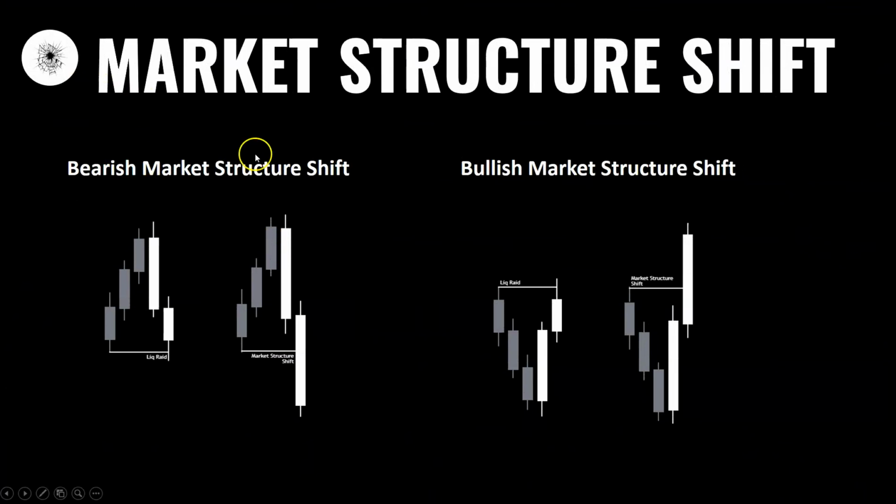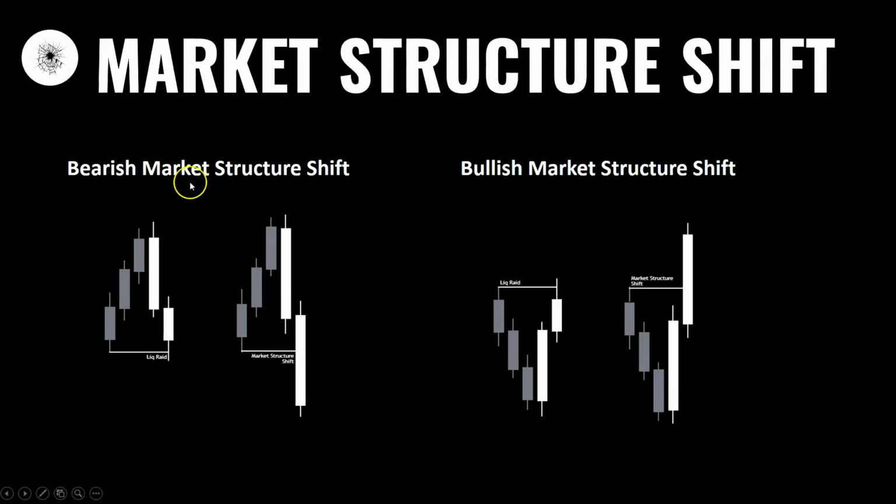And this is what I mean when I say market structure shift. Okay, so we need to see a break and close below market structure, a body close below market structure. So if this is the low, we want to see the price break and close below this market structure. If price does this, it is considered a liquidity raid. We want to see price trade below with a body and close below with a body.